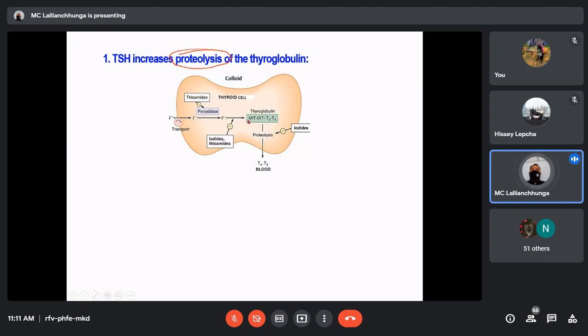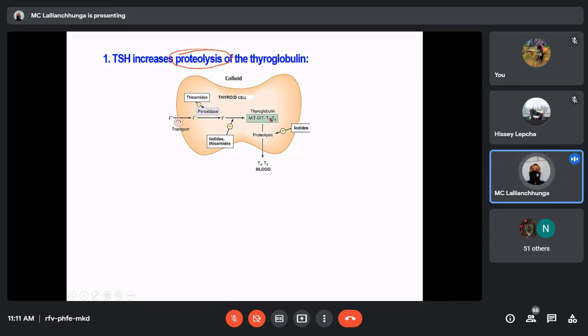Here, in green, is the thyroglobulin. Inside the thyroglobulin, T3 and T4 are stored after their synthesis. You also see MIT and DIT here. MIT means monoiodotyrosine, and DIT means diiodotyrosine. MIT contains one molecule of iodine, and DIT contains two. T3 contains three, and T4 contains four. And you know that MIT and DIT are not thyroid hormones.